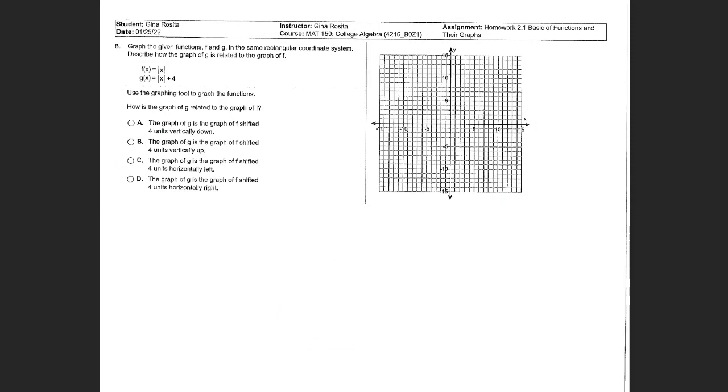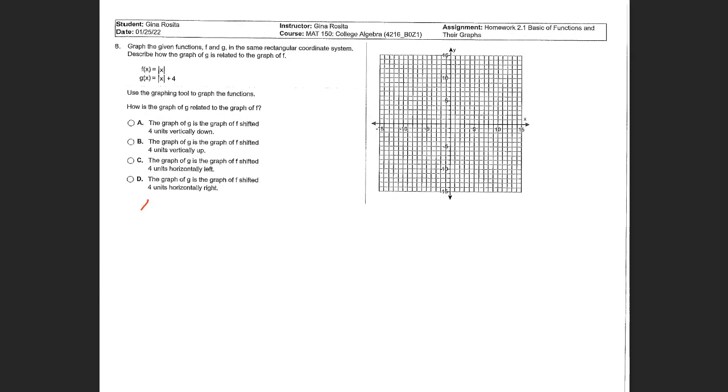A lot of graph over here. Yeah. So now, graph the given function f and g in the same rectangular coordinate system. Describe how the graph of g is related to the graph of f. So we have to graph first.